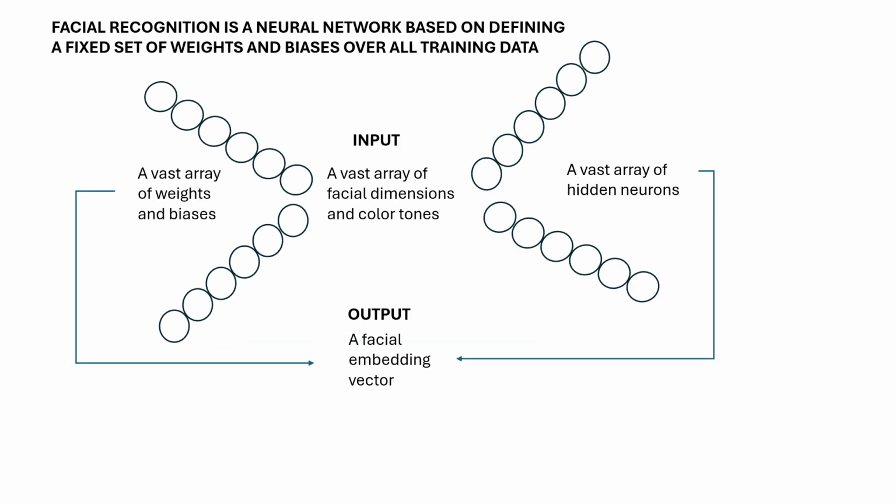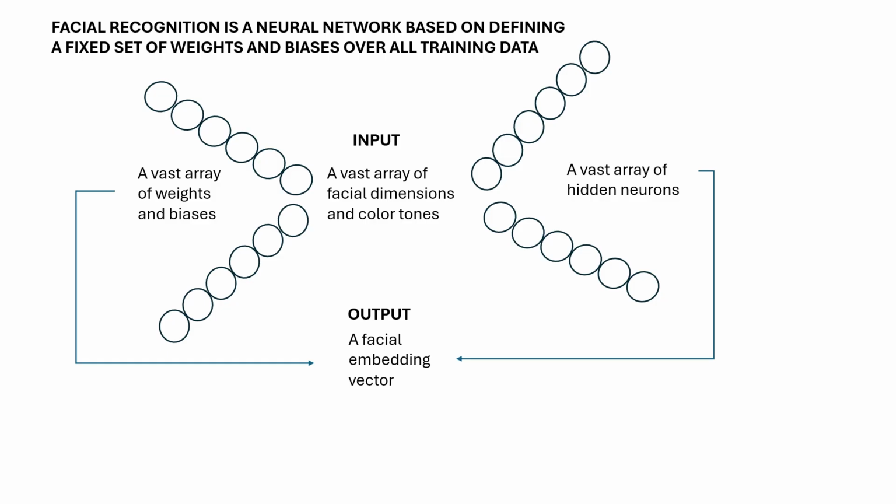Now, facial recognition is done the same way. It's a neural network. When you look at your smartphone, it's a neural network at play with a fixed set of weights and biases over all the training data. In this case, the training data is going to be over thousands of faces, and the inputs are not going to just be an X and a Y. It's going to be a vast array of facial dimensions and color tones.